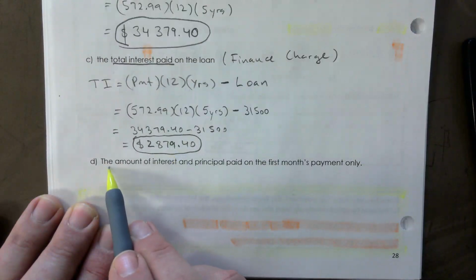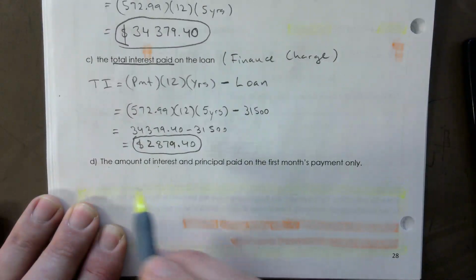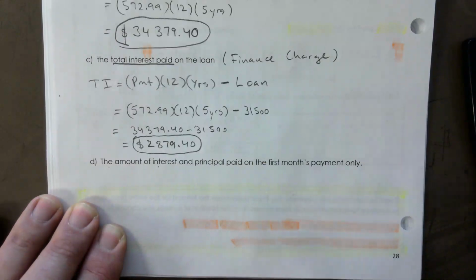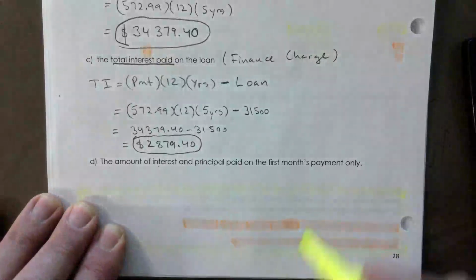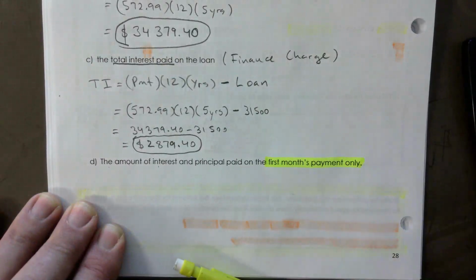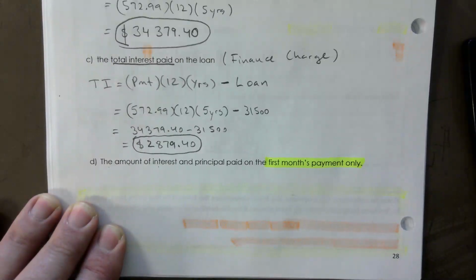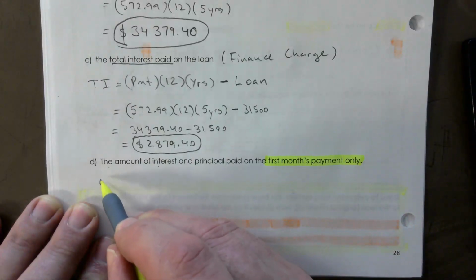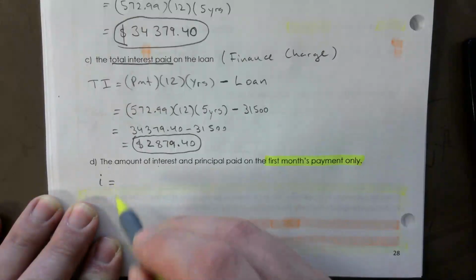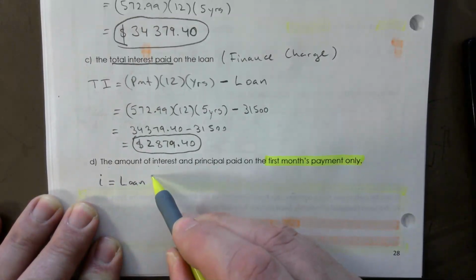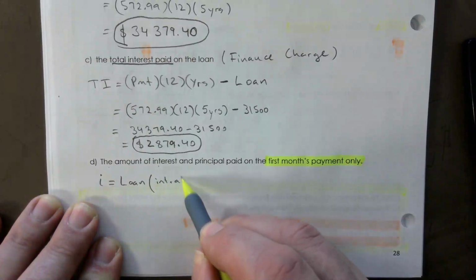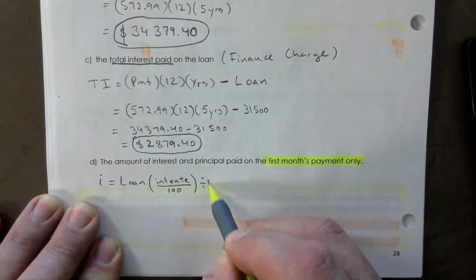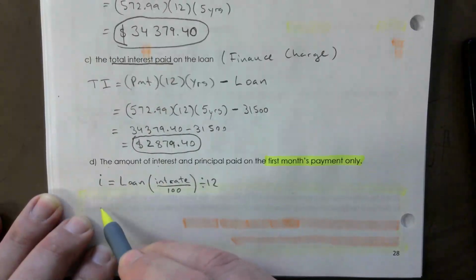So next, the interest and principal paid on, this is very important, the first month. They want the interest and the principal. So we're going to figure out the interest first on that first month's payment. It calls for the loan, interest rate, divided by 100, all of that divided by 12. This is I equals PRT, that's where this comes from.